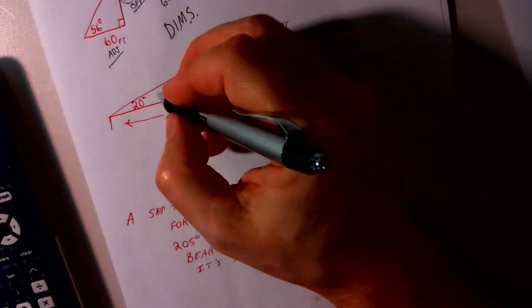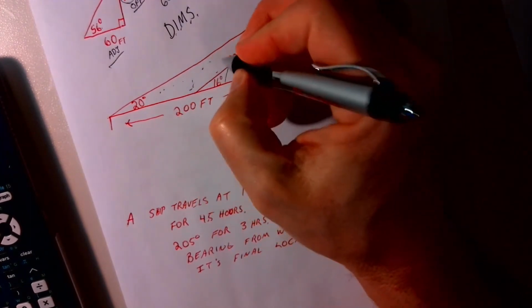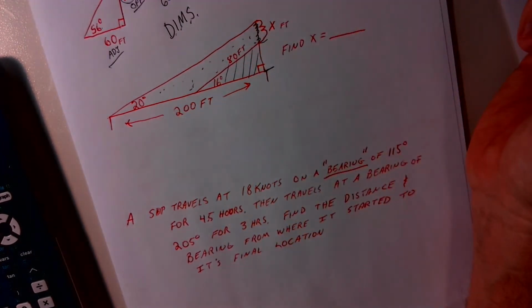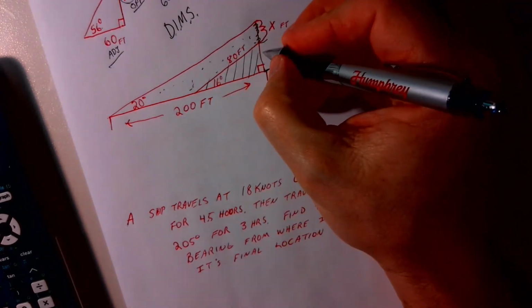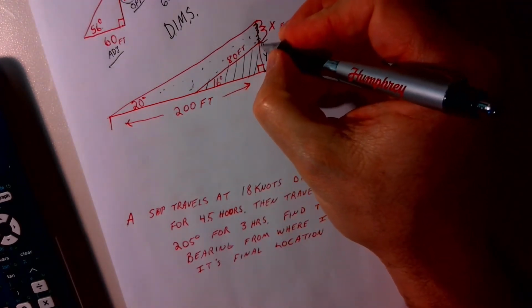I don't have a formula for that weird shape. So let's try with this small triangle first and try to find out what y is, which is this distance right here.